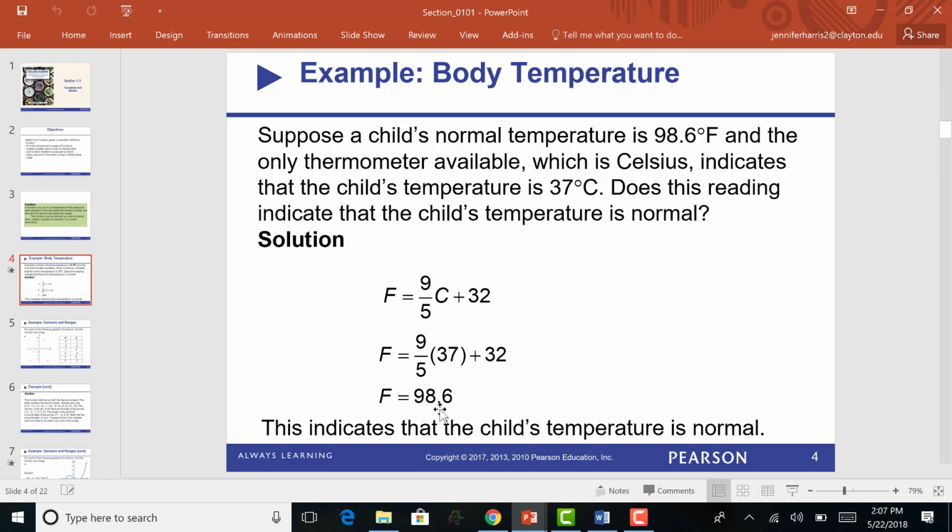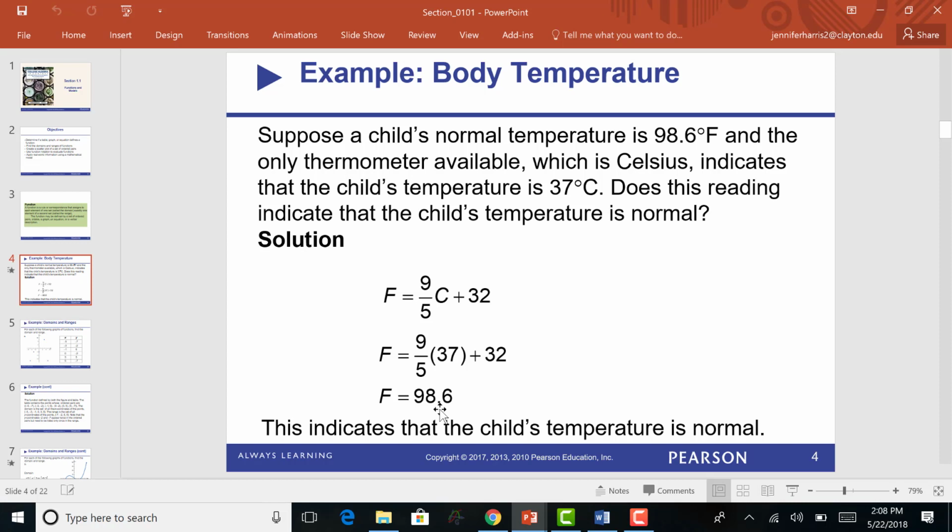Alrighty. So, what's input for this one? What's input? C. So Celsius is going in. What's coming out? Fahrenheit's coming out. Okay? All right, so that's C and F.